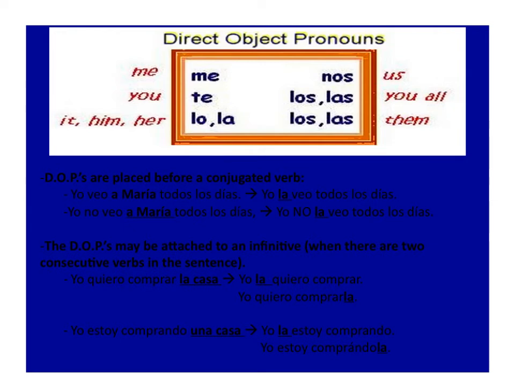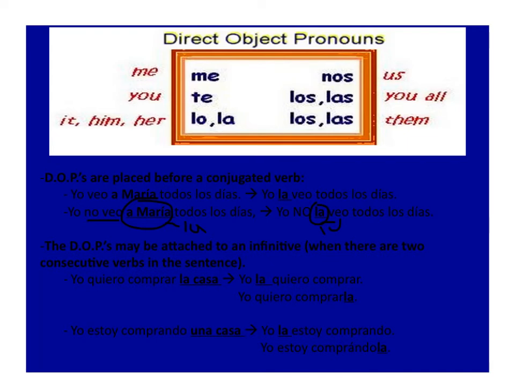Example number 2, yo no veo a María todos los días. I don't see. I don't see who? I don't see Maria. Again, the direct object pronoun will be la. Yo no la veo, again, before the verb. Todos los días. I don't see her every day.